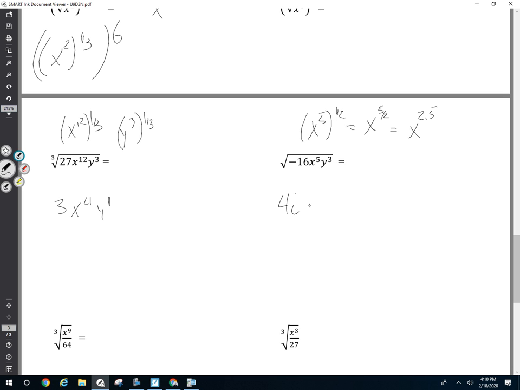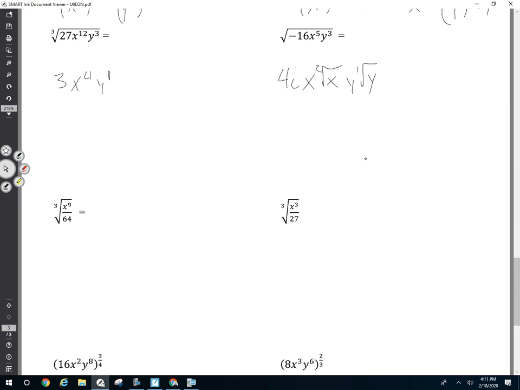x to the 5/2 is x to the 2.5. y cubed to the 1/2 is y to the 3/2, which is y to the 1.5. That's y to the 1st root y, y to the 1 and a half.